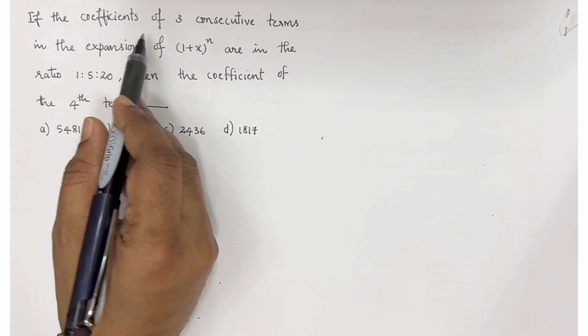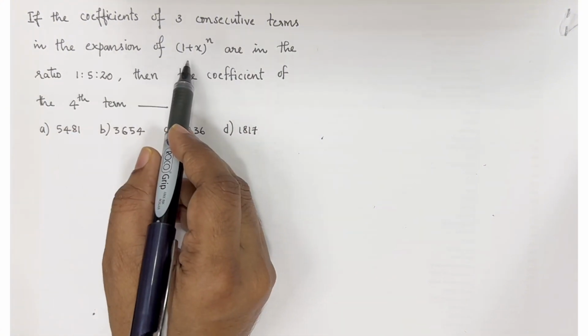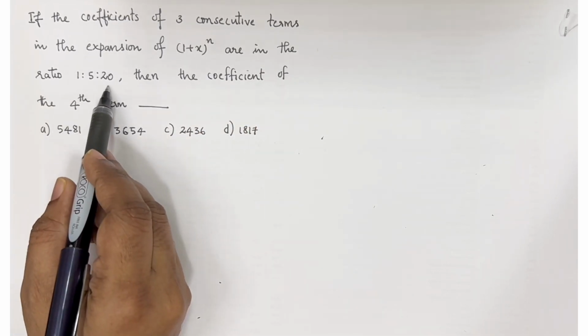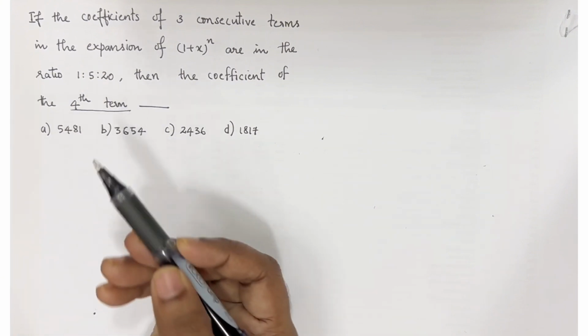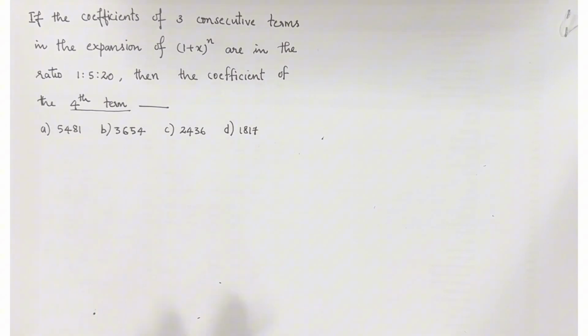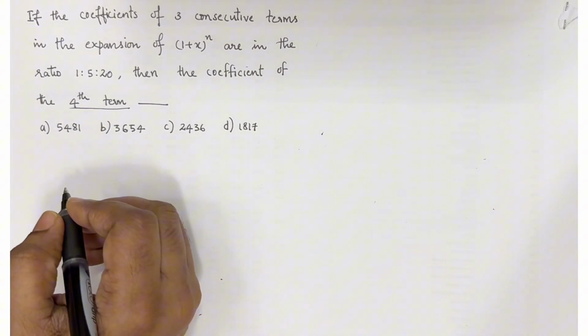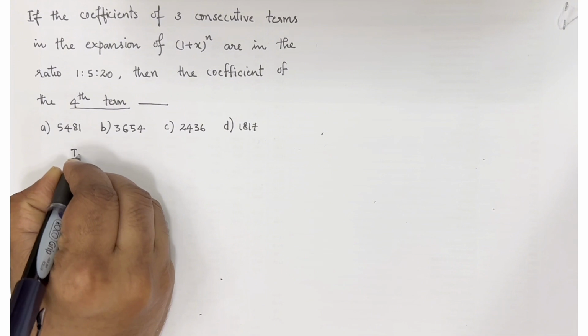The question is, if the coefficients of 3 consecutive terms in the expansion of (1 + x)^n are in the ratio 1:5:20, then the coefficient of the fourth term is dash. These are the options given. First, let's do the question using direct method and then we will do the question using shortcut also.